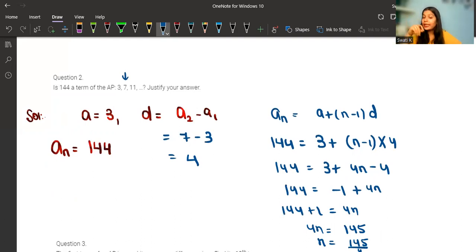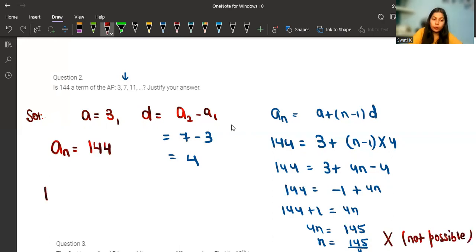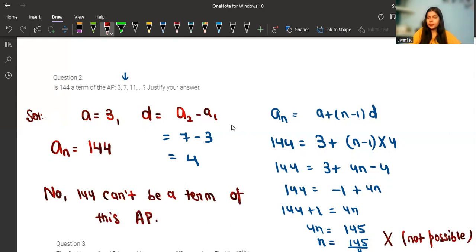I have already explained that n cannot be a fraction, n cannot be a negative number. So this is because we are getting n a fraction, which is not possible. If you want, you can write down also, n cannot be a fraction, so it's not possible. Therefore, is 144 a term of the AP? No. 144 cannot be a term of this particular AP. That's it. We are done.